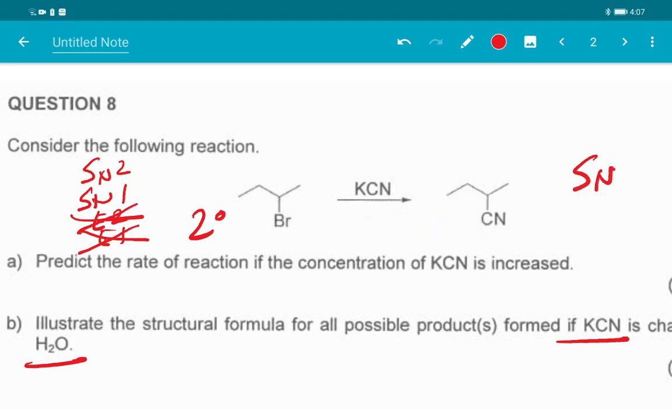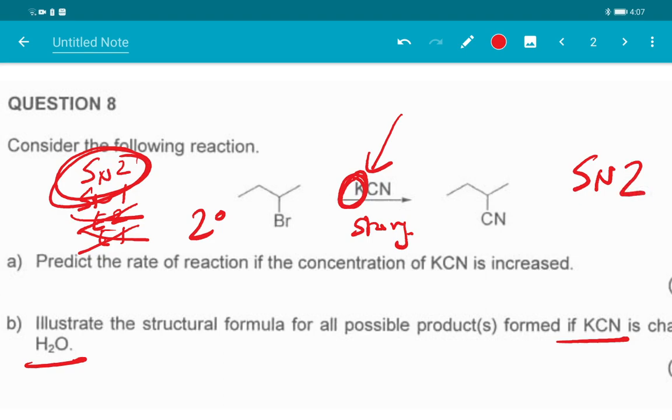So the next step is we're going to take a look at the type of nucleophile or base. In this case, we are given KCN. I would like to highlight again: if the reactant given is accompanied by a metal from group 1, we can assume that this is a strong nucleophile or strong base. Therefore, between SN2 and SN1, which one will use a stronger nucleophile? Definitely, it will be SN2. We can ignore SN1 because SN1 only requires a weak nucleophile.